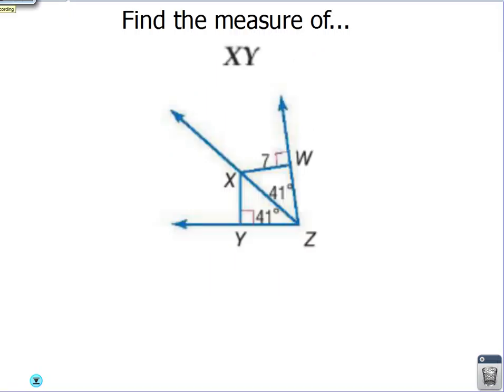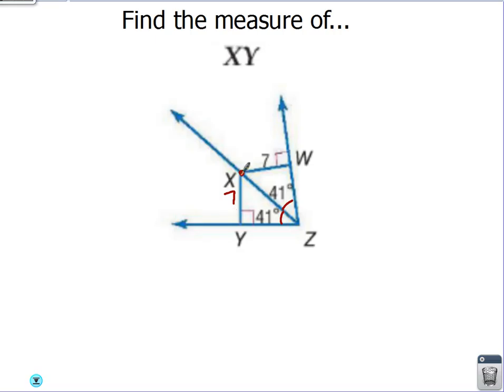So let's not rack our brain thinking about these problems. These are pretty easy. Notice this is 41 degrees and this is 41 degrees. That means that ZX is an angle bisector, and X is on that angle bisector. If a point lies on the angle bisector, the distance from X to W is 7. Vanessa, how far is it going to be from X to Y? 7. Good job. Done. Find the measure of XY.